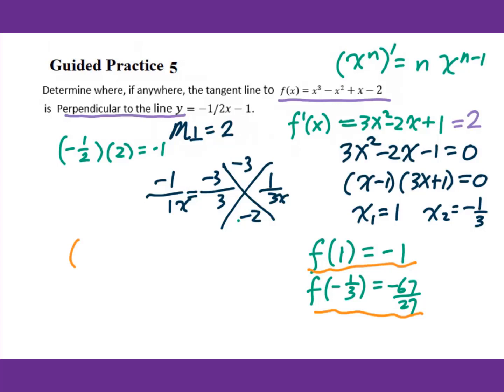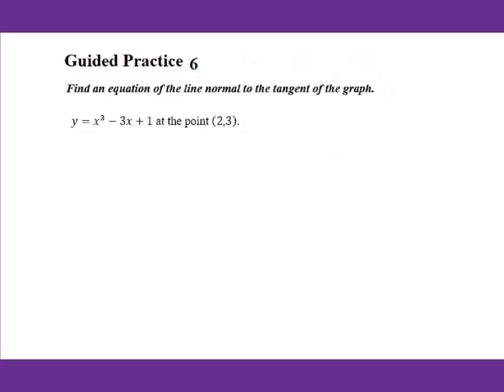Therefore, at the points (1, negative 1) and (negative 1 over 3, negative 67 over 27), the tangent line will be perpendicular to y equals negative 1/2 x minus 1. Guided practice 6. Find an equation of the line normal to the tangent of the graph.